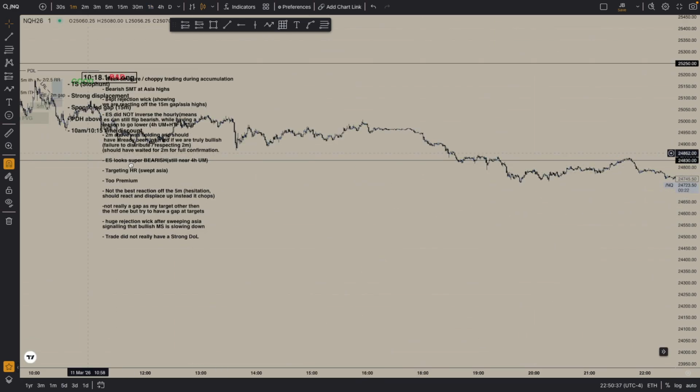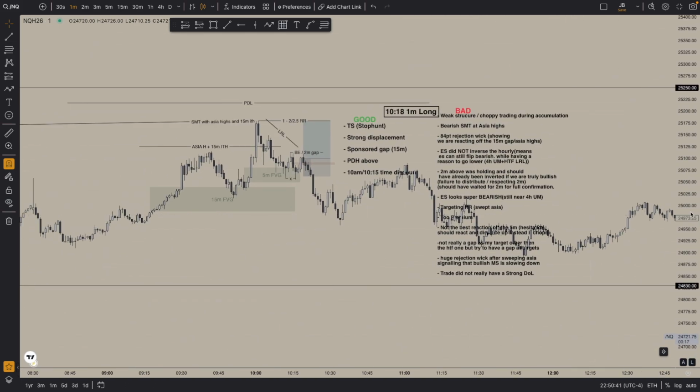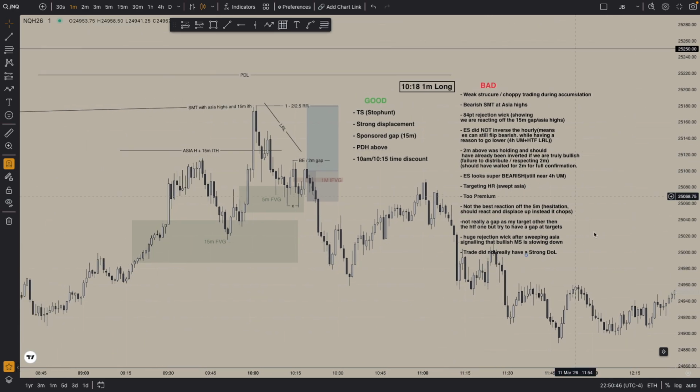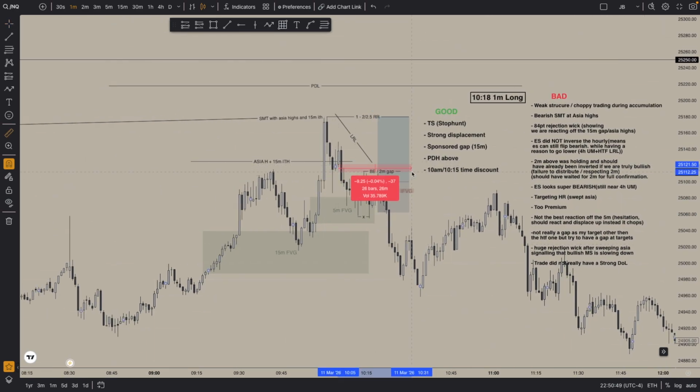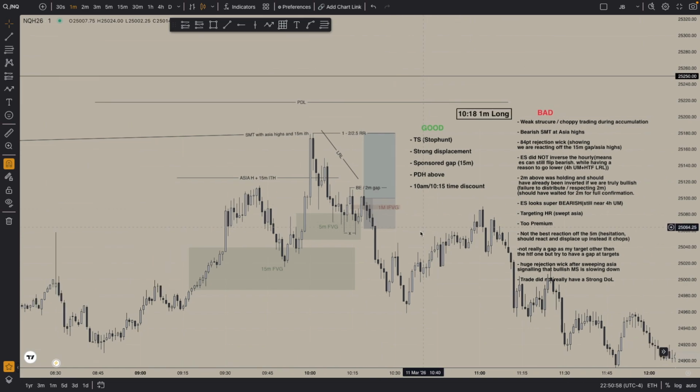Then what else we have is the 2-minute was holding. Up here we can see we have a 2-minute gap, which was my break-even point. You can see that we tapped into it multiple times and we do not distribute off of that. That means that if we were truly bullish, this 5-minute gap should be respected and we should have inversed it on the 2-minute, but instead we created a new leg and inversed it on the 1-minute, when I should have waited for the 2-minute to make it more obvious.